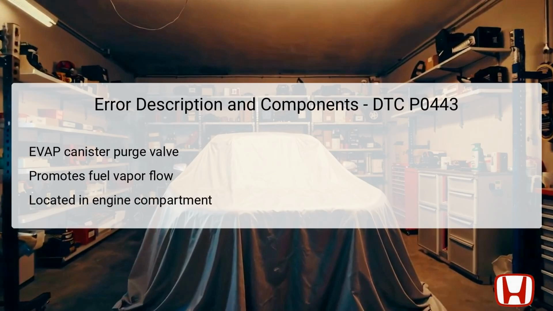The error described by DTC P0443 indicates a malfunction in the EVAP canister purge valve circuit. The main component involved is the EVAP canister purge valve itself, which is essential for managing the flow of fuel vapors from the EVAP canister to the engine. Its location is typically in the engine compartment, near the intake manifold, making it accessible for testing and replacement. As part of the evaporative emission control system, this valve helps prevent harmful fuel vapors from escaping into the environment.